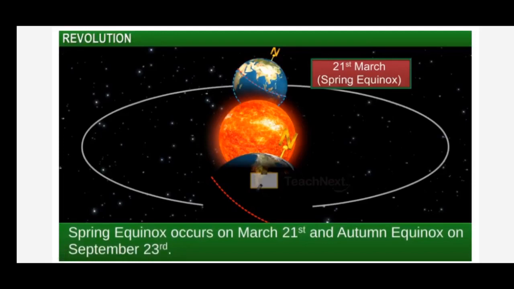You got it, all of you? On 23rd September, the northern hemisphere will have autumn and the southern hemisphere will have spring season. But on March 21st, the northern hemisphere will have spring season and the southern hemisphere will have autumn season. Children, with this I conclude this chapter.